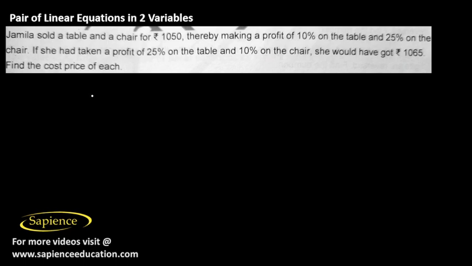This question: Jamila sold a table and a chair for 1050 rupees, and at the end we are supposed to find the cost price of each, meaning the cost price of the table and the cost price of the chair.